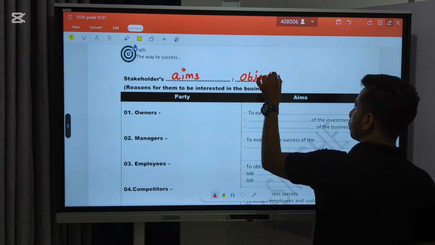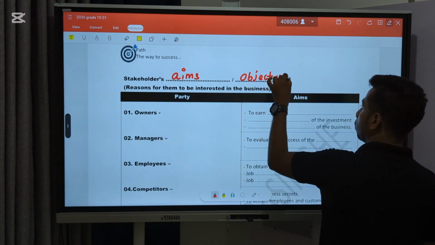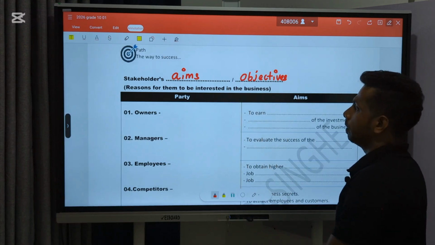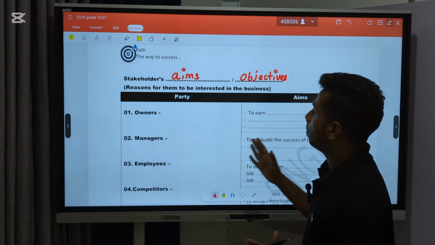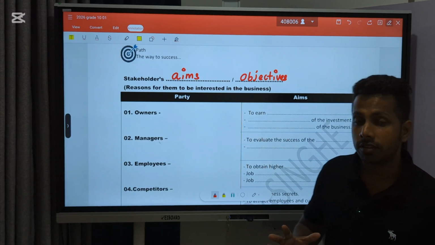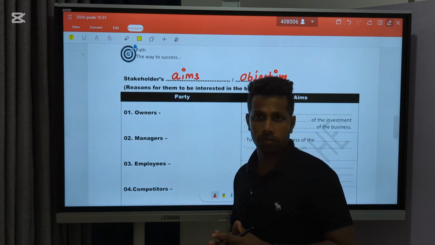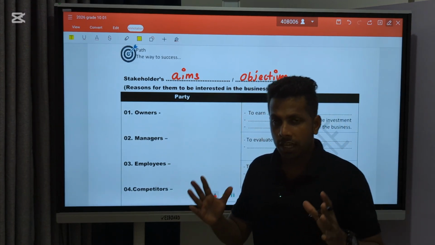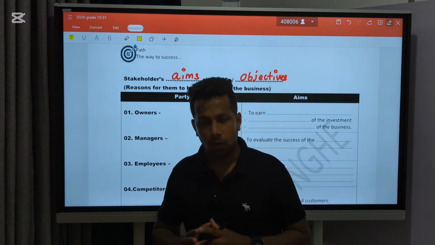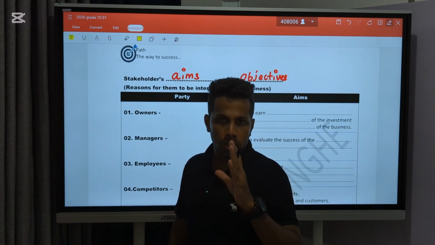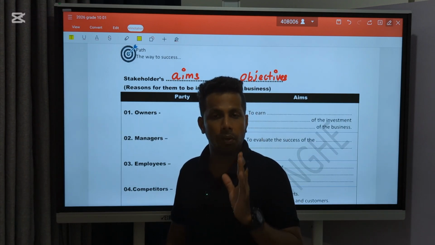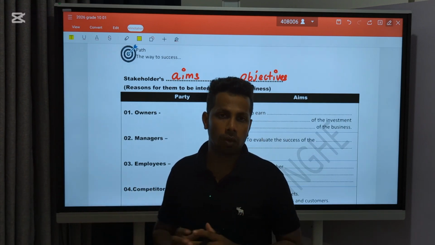Objectives. So, dear children, let's talk about the reason for them to be interested in the business, as the objectives of stakeholders. So when we talk about the objectives or aims of stakeholders, you need to think from the point of view of each and every stakeholder.